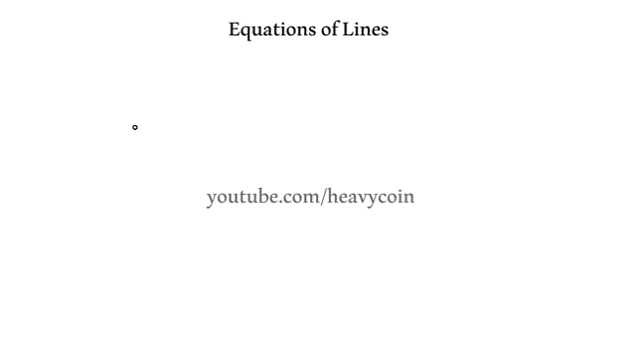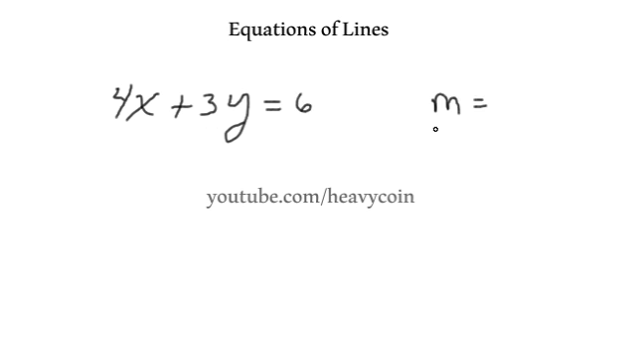Let's say, for example, we had 4x plus 3y is equal to 6, and we want to know what is m, right? That's the slope. I'll write it out again so you don't forget. We want to find the slope of this equation, or we'd say the slope of the line if we graphed it out. So I'm going to solve for y in this problem.